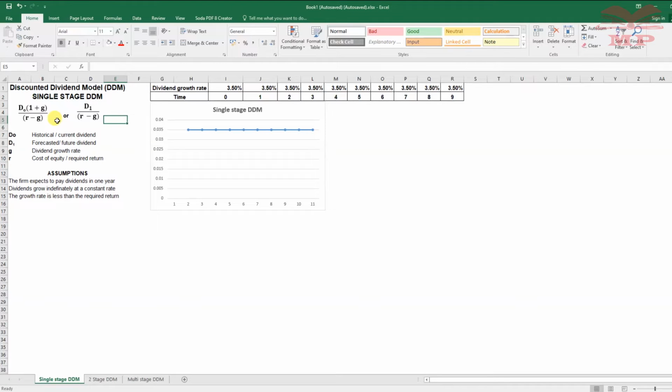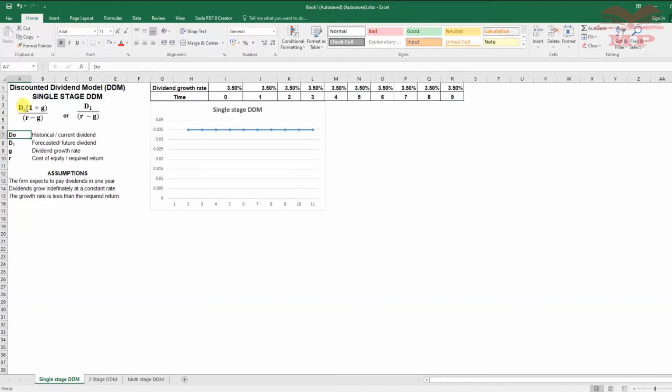So what we'll do is try to identify whether we have been given historical dividends, as depicted over here, denoting historical or current dividends. The key terms you should watch out for are historical dividends, current dividends, past dividends.